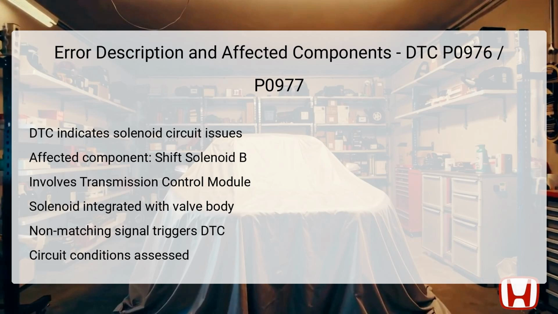The solenoid's functionality is crucial for smooth transmission operation, and its location within the valve body assembly underscores its importance, as it directly influences gear engagement and disengagement within the transmission system. Both error codes indicate potential issues either with the solenoid or with the TCM's ability to communicate effectively with it.